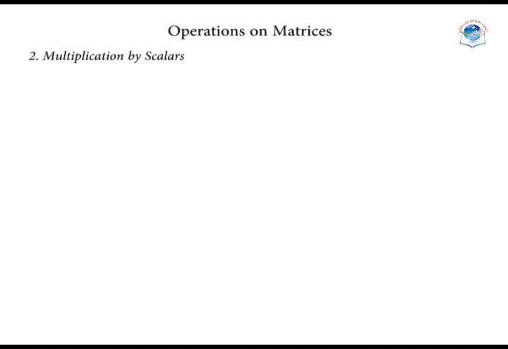Multiplication. Multiplication of matrices by scalars. When a matrix is multiplied by a scalar, every element in the matrix is multiplied by the scalar.